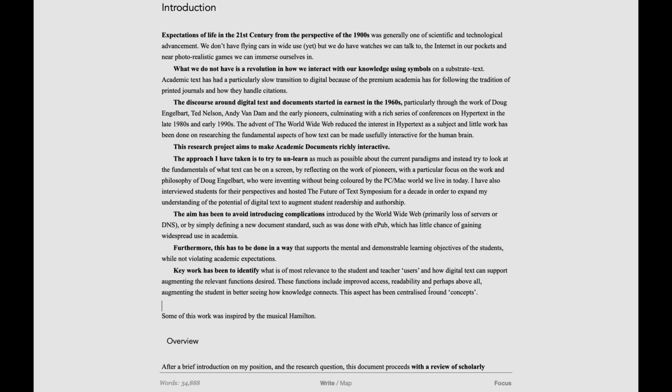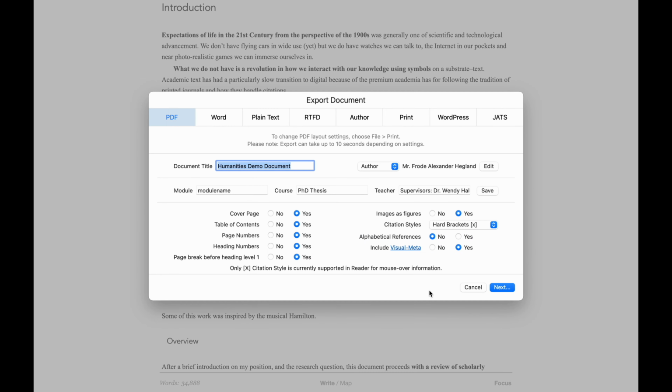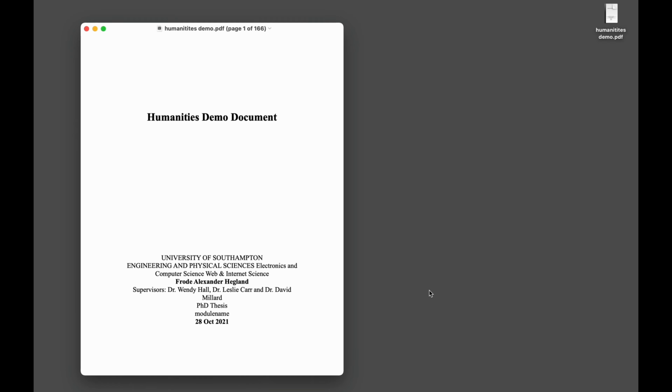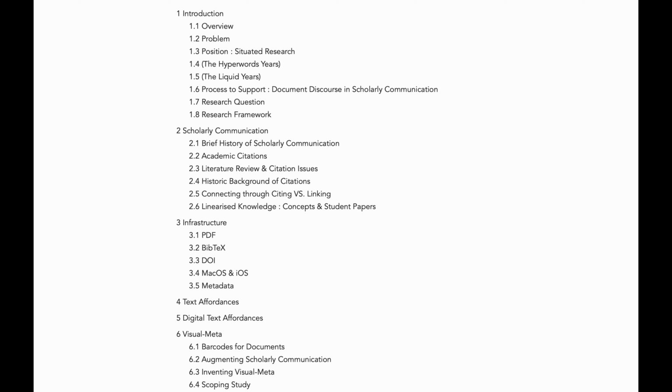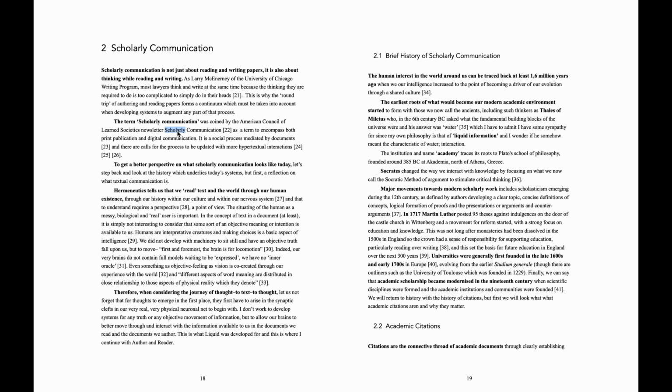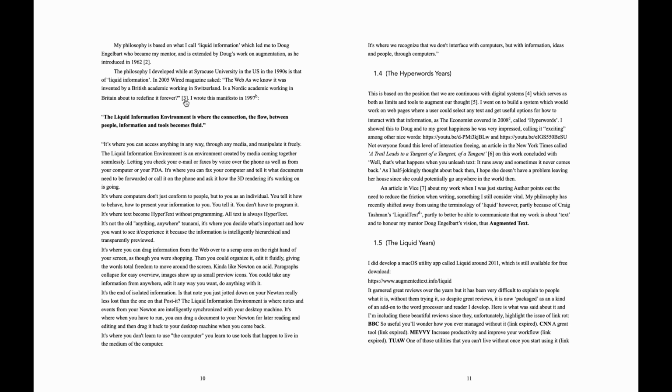So now I'll export to PDF, leaving all the options, including Visual Meta of course, and open the document in Reader. So here we are back in Reader with a document we just authored which has full Visual Meta. This means we can fold the document like we could do in Author as well as find in the same way. We can even choose to see only names in the document. We can click on a citation to get the reference information in a pop-up.